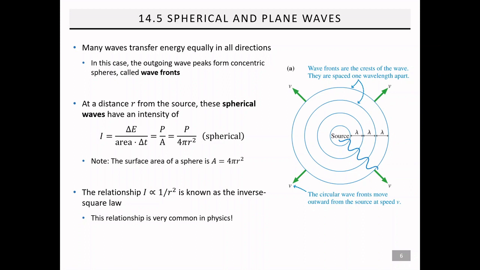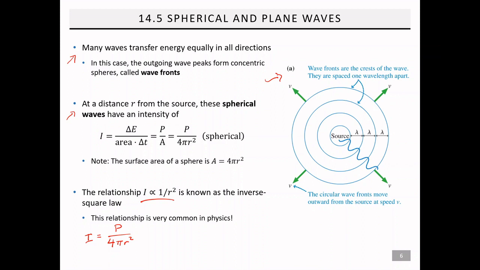Most of the info on this slide we've gone over on previous slides, so I'll leave the first couple bullet points for you to go over, as well as the picture. But let me bring you to the bottom bullet point. We have this relationship for spherical waves that the intensity is equal to the power divided by 4 pi r squared. Okay, so then this tells us that for spherical waves, I is proportional to 1 over r squared. In physics, we call this an inverse square law, and we actually see it quite often in physics.